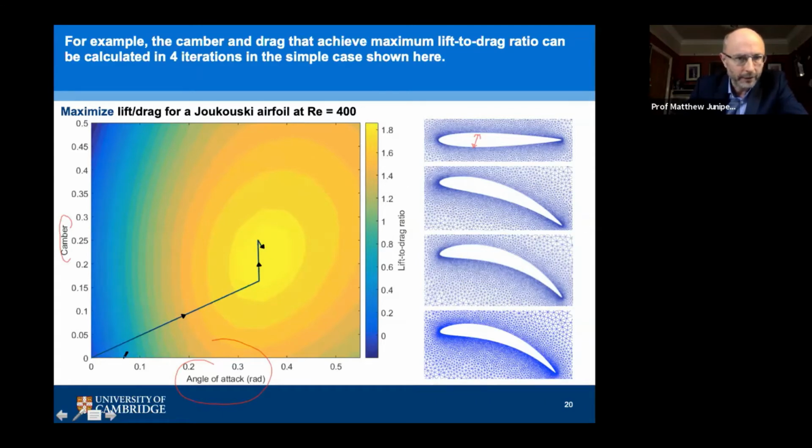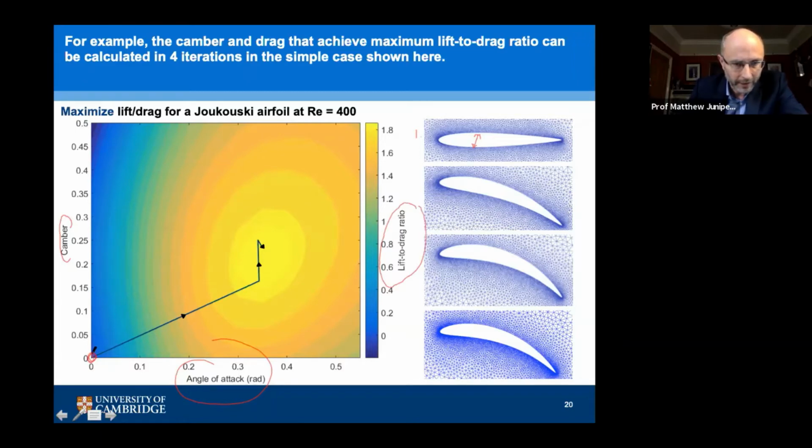So this I gave to an undergraduate to say, you know, in order to understand adjoint methods, why don't you look at this problem? And this is what she created. So if we start off with airfoil 1, that's starting off here with 0 angle of attack and 0 camber. What we do is use the adjoint methods to work out how you would change the angle of attack and the camber in order to increase the lift upon drag. And the lift to drag ratio is what we're trying to maximize here. And so what you get is a gradient at that point.